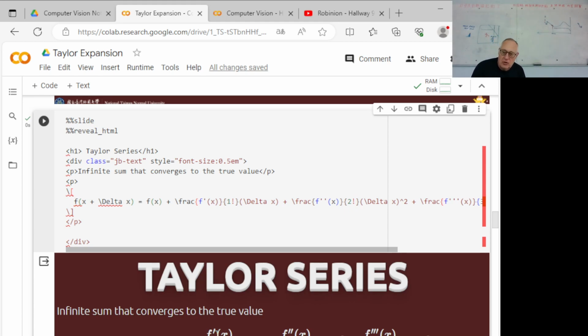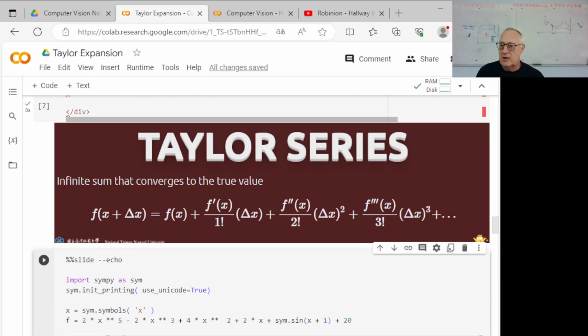So to show the use of the Taylor expansion, the Taylor series, we can use the SymPy system in Python, which is really cool. It allows you to do symbolic mathematics in a Python program, and then also evaluate functions, do some actual computations with it. So we import SymPy as sym, and then we say that we want to use Unicode characters for our printing. That's just to make it look a little bit nicer.